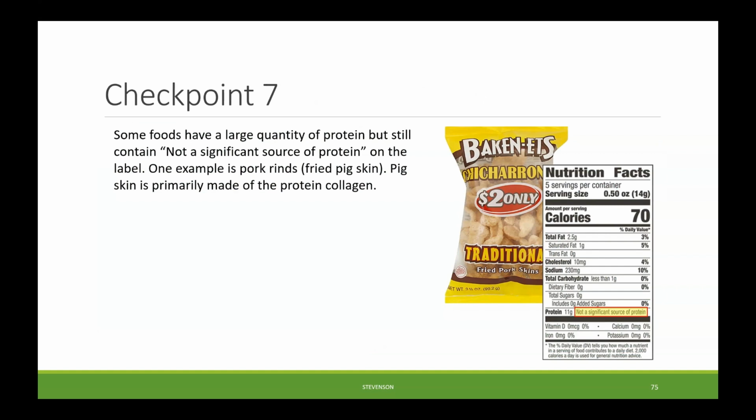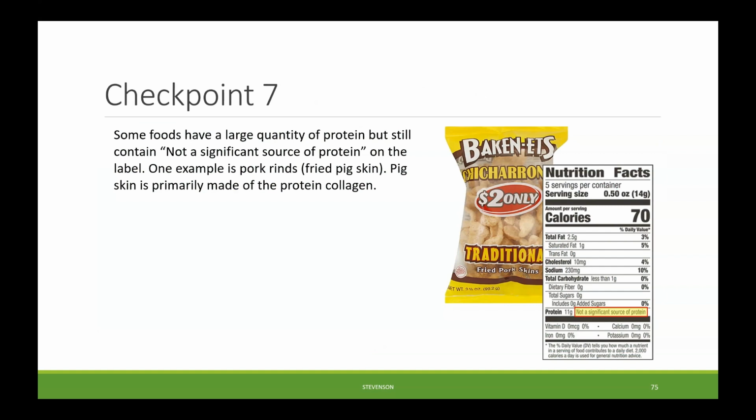As we finish off our discussion of proteins, I have a checkpoint for you pertaining to essential and non-essential amino acids. Some foods have a large quantity of protein in them, but they also have a little note that says not a significant source of protein next to the protein line on the nutrition label. Pork rinds, which is what you see in this image here, also called chicharrones, are one of these. This is fried pig skin, and pig skin is made primarily of the protein collagen.